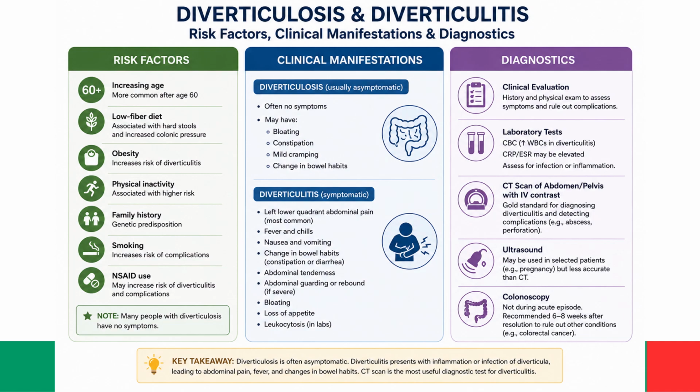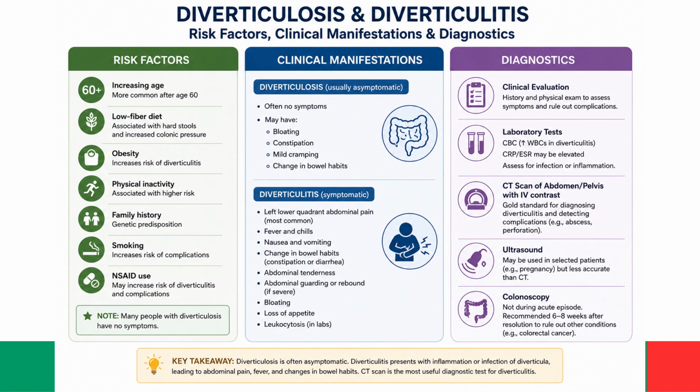For diagnostics, we're going to start with the history, physical exam, and lab findings. A CBC, complete blood count, may show leukocytosis because, again, we're dealing with an inflammatory process. And then inflammatory markers such as CRP may also be elevated. This is a non-specific finding. And depending on how ill the patient is, additional lab studies may be needed to evaluate hydration status, renal function, electrolyte abnormalities, or systemic infection.